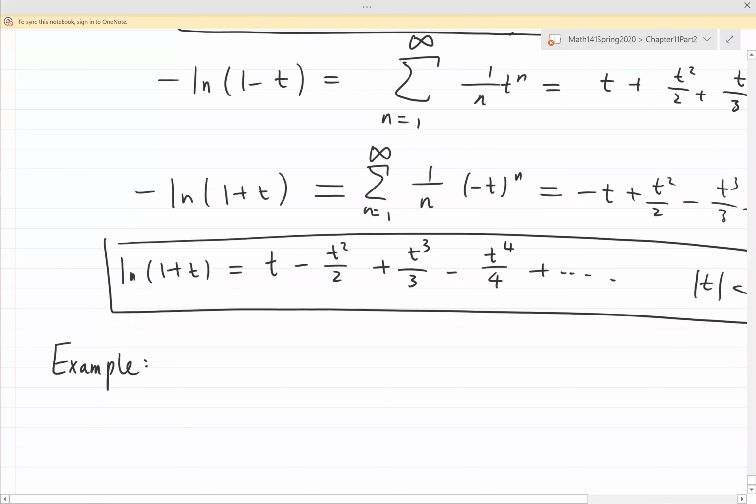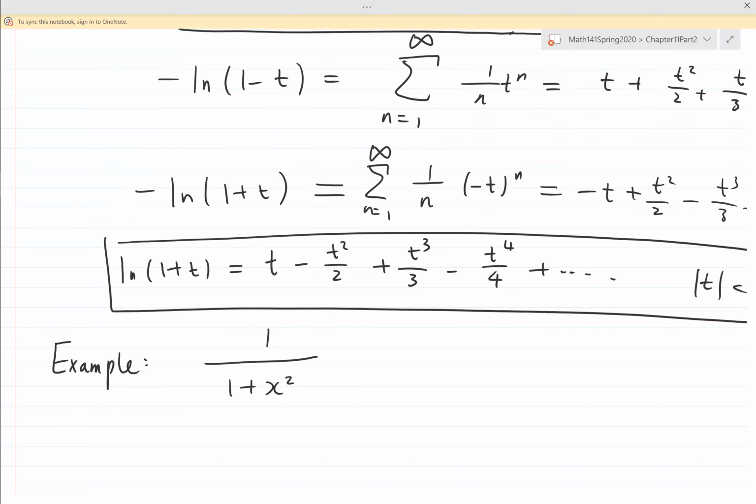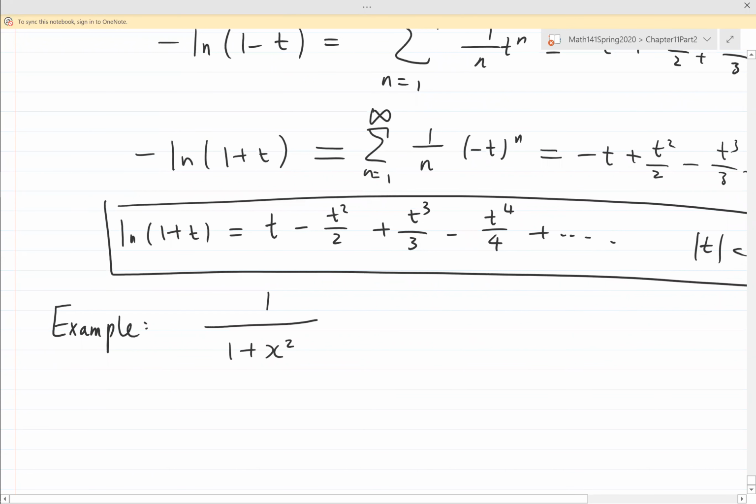Do this example. Explain 1 over 1 plus x squared as a geometric series. Represent this as a power series. Now, what we do is we use geometric series. This is 1 over 1 minus negative x squared.